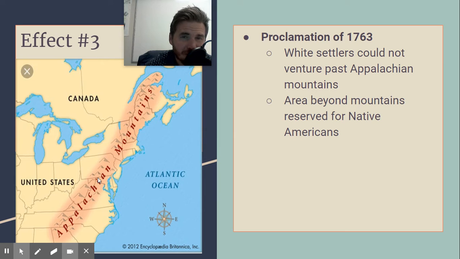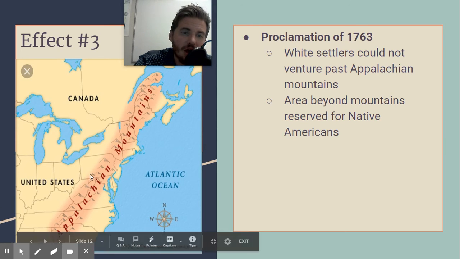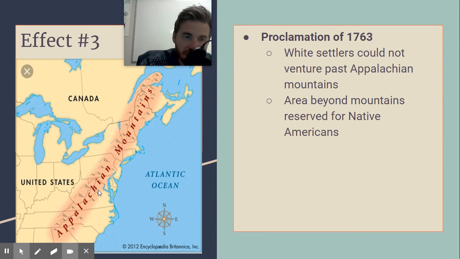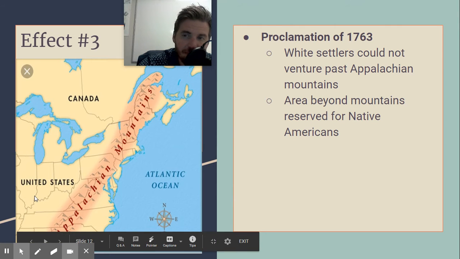So the Appalachian Mountains are kind of that border for European settlers. That's what the Proclamation of 1763 is stating. White settlers, again, we're talking about Europeans right here, European settlers could not venture past the Appalachian Mountains. So they must stay on the coast here. The Appalachian Mountains are a boundary, and on the other side of this boundary, the area beyond the Appalachian Mountains is reserved for Native Americans.